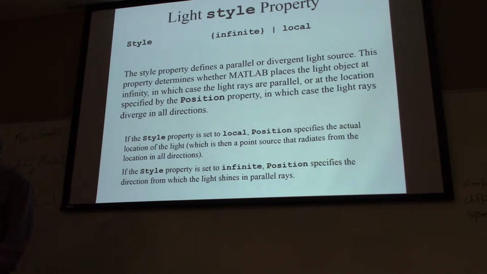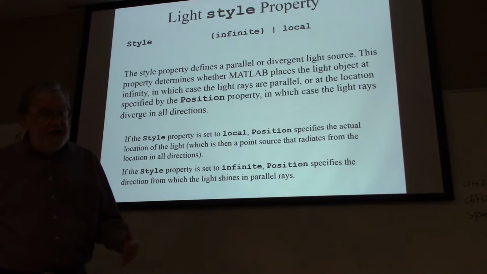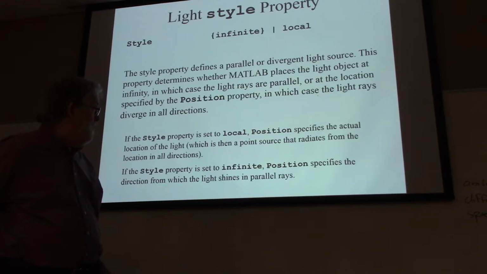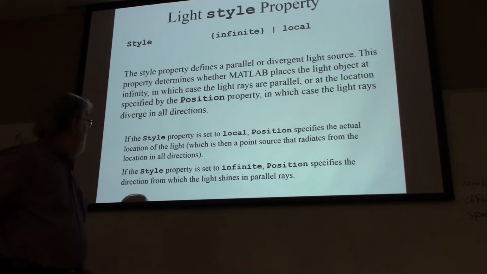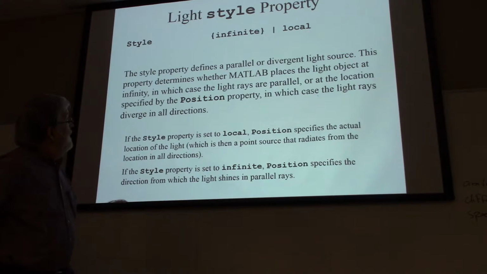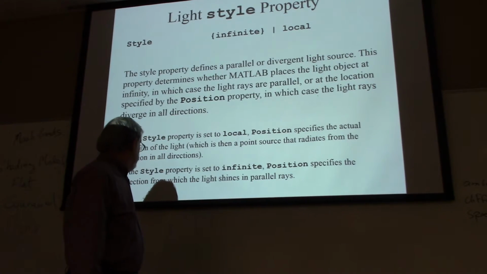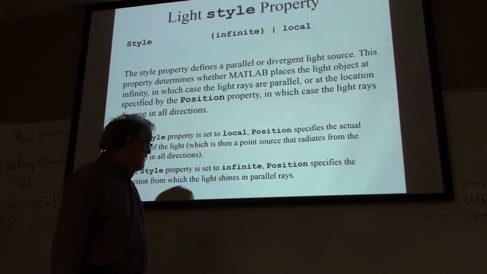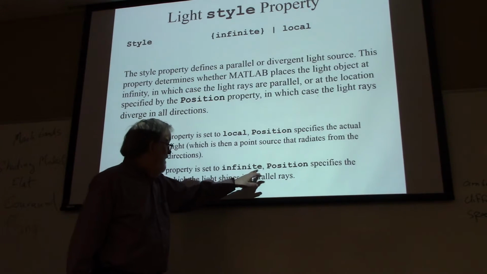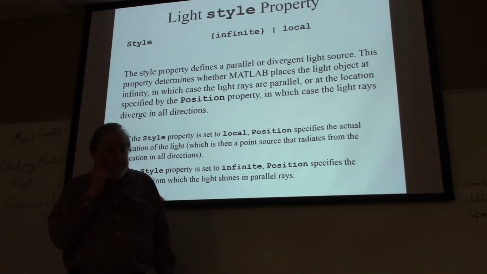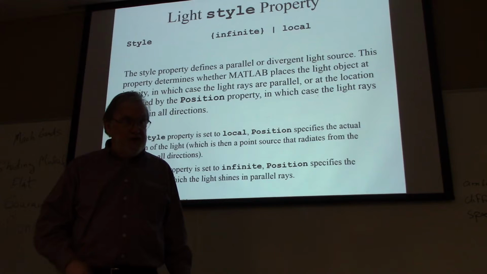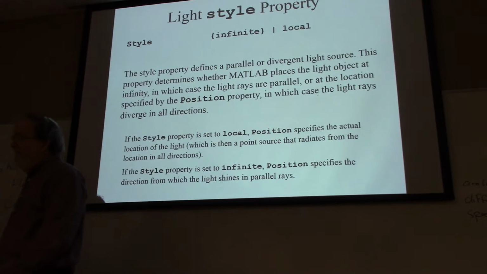So when you talk about the light style, it can either be infinite, meaning directional light, or it can be local, meaning a point light. Then there is a position. In the case of local, position specifies a point source location. If it's infinite, the position three-vector defines the direction of light coming in.